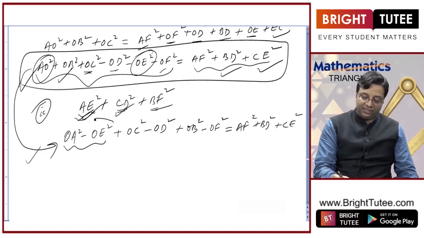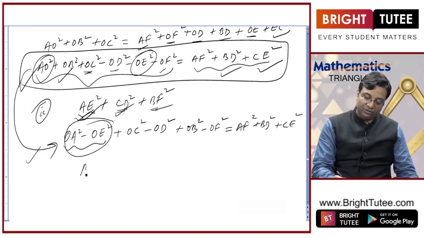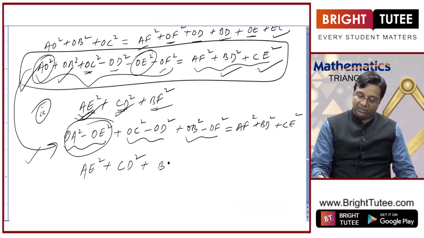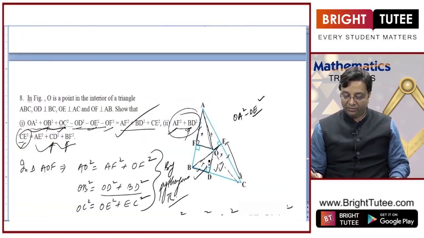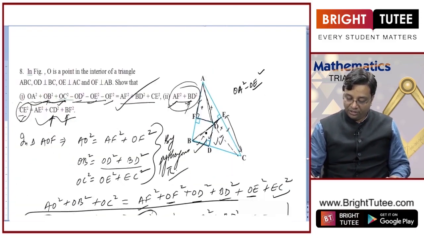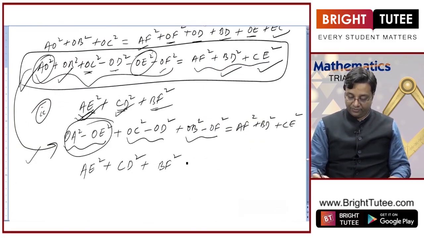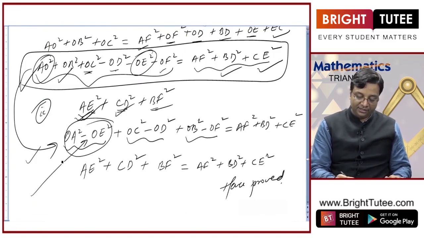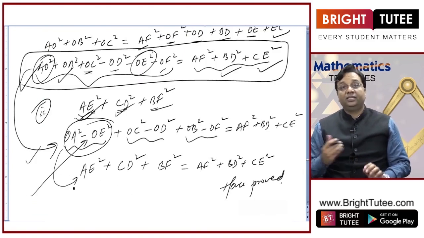Now we can see by Pythagoras theorem, OA square minus OE square is AE square, OC square minus OD square is CD square, OB square minus OF square is BF square. You can check OB square minus OF square. OB square minus OF square is BF square by Pythagoras theorem. So it is equal to AF square plus BD square plus CE square. Hence proved.